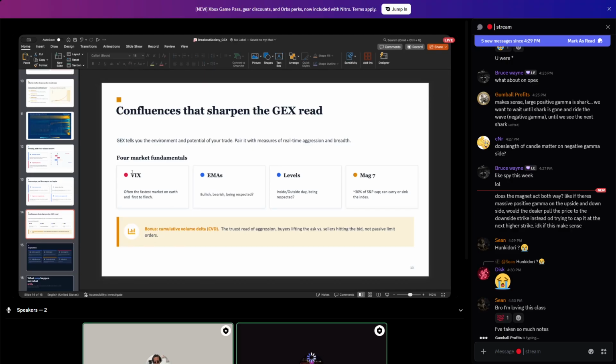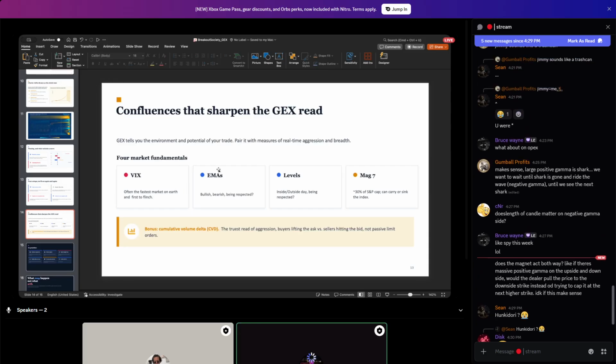Somebody asked, does the magnet act both ways? Like if there's massive positive gamma on the upside and downside, would the dealer pull the price to the downside strike instead of trying to cap it at the next higher strike? That made sense. Let me answer that one at the end. That one was kind of long. Okay, sorry. No, you're good.